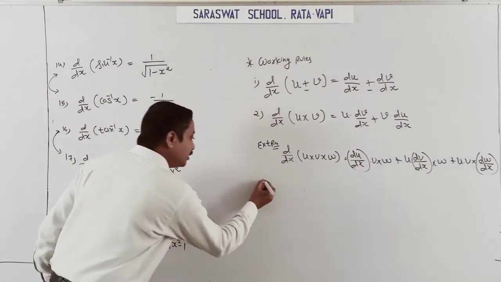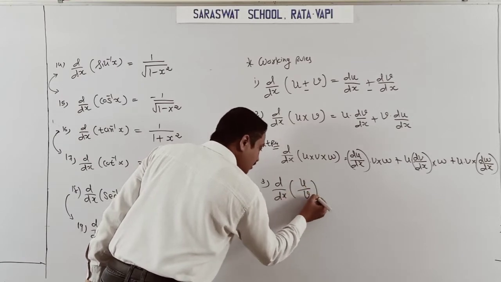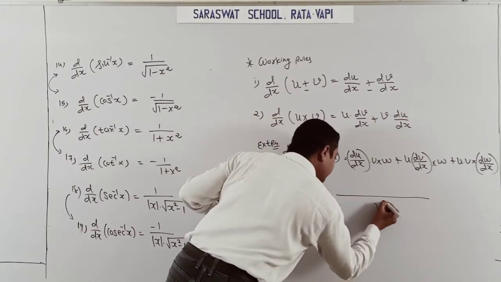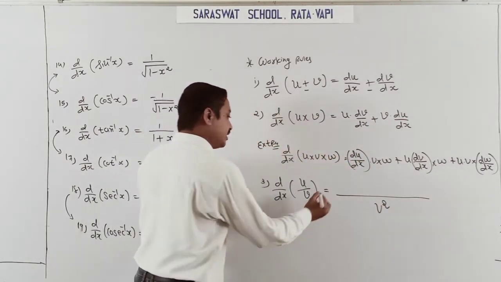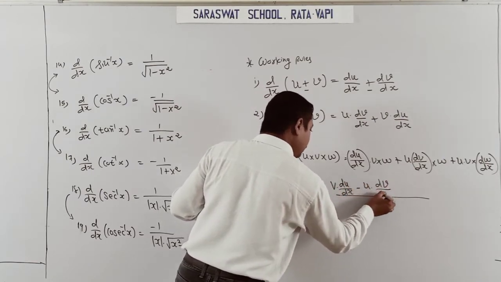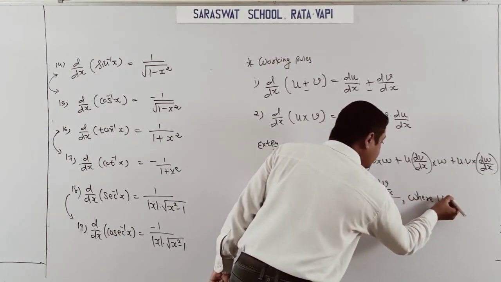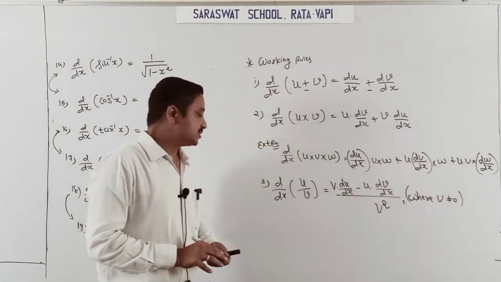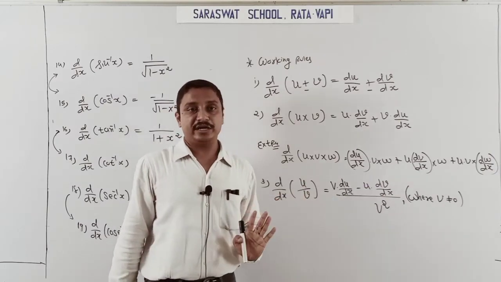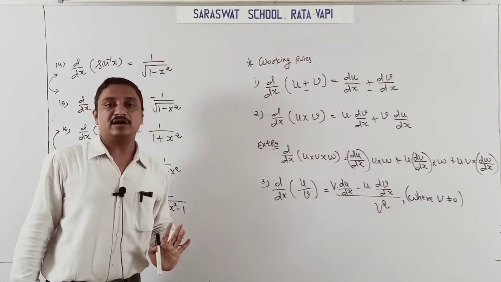And students, continue. One more you know, I think: d/dx of u by v. Yes, u by v. It is the division rule. In the division rule, the denominator is v square, and the numerator is denominator into derivative of numerator minus numerator into derivative of denominator. Compulsorily v is never 0; then we can apply it. These are the 4 properties: 2 are here and the other 2 here are our working rules.